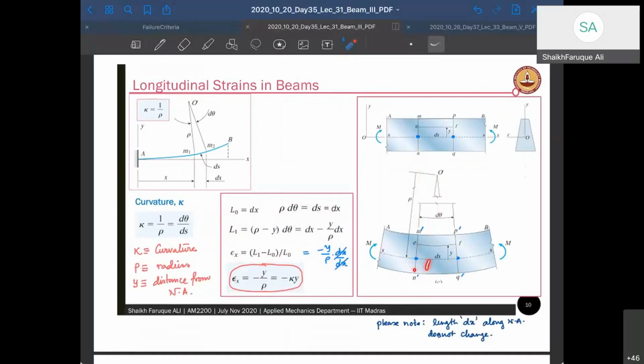On the bottom side of the neutral axis, it will be tensile because this is a positive sagging moment. So it will become positive y. Now 1 by rho is your curvature kappa, so it can be written as minus kappa y. Strain is equal to minus kappa y. This is a very important formula, and you have to remember it for all 3 or 4 or 5 years. Here kappa is the curvature, y is the distance of the layer from the neutral axis, and rho is the radius of curvature. Remember that y is the distance from the neutral axis; that you have to define. And this is your normal strain. I'll also write normal strain.